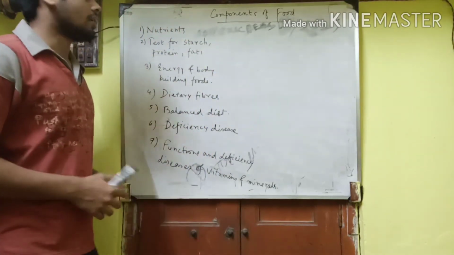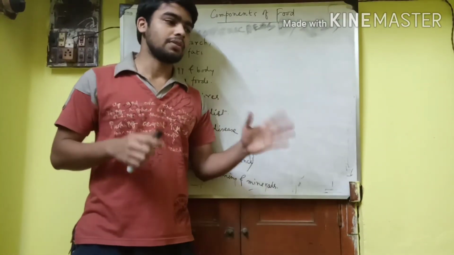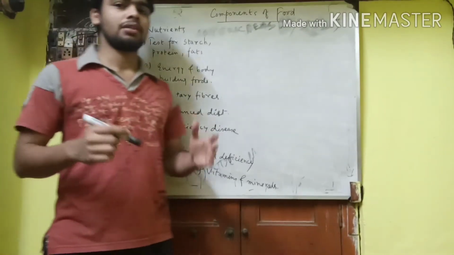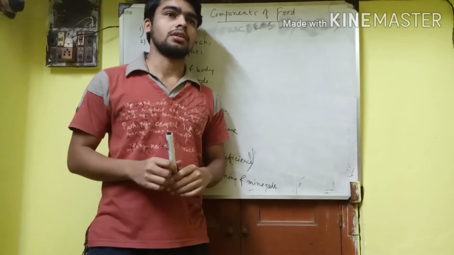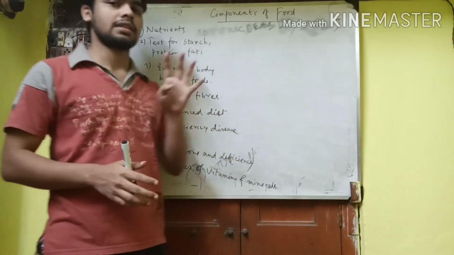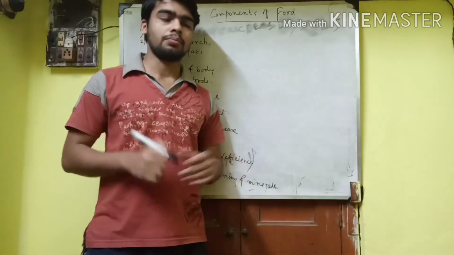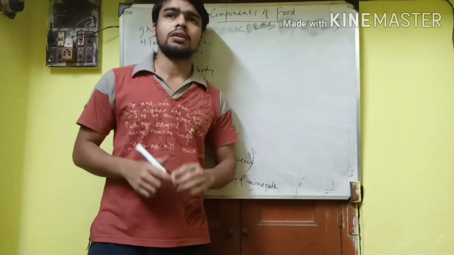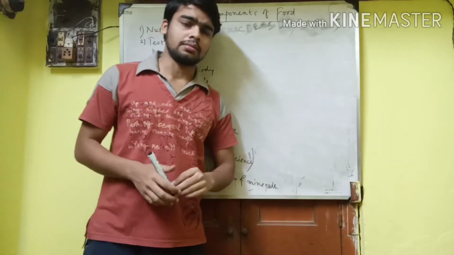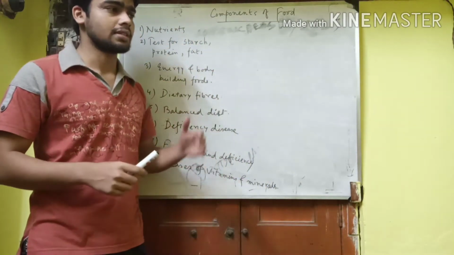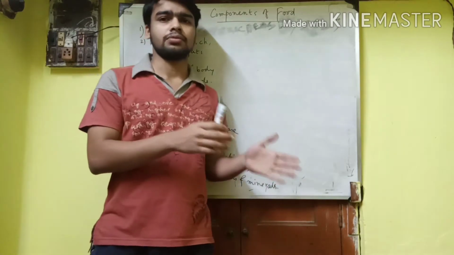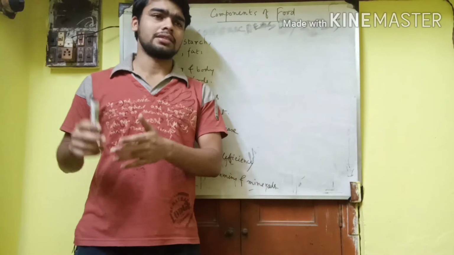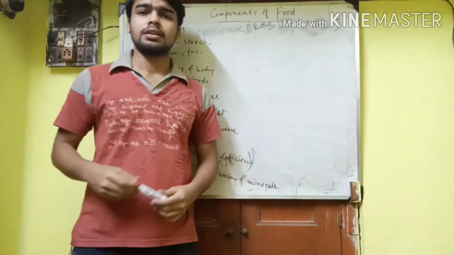When we eat food, the food is basically complex, but it is made of various components which are called nutrients. There are six types of nutrients in various food components. The quantity of some nutrients is greater in some foods, and the quantity of other nutrients is greater in other types of food.